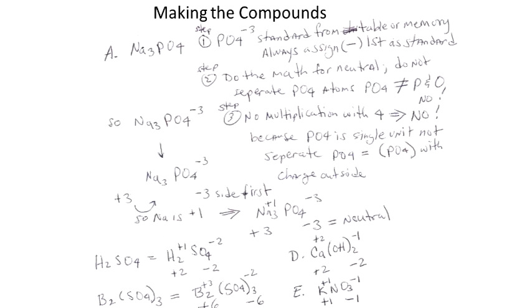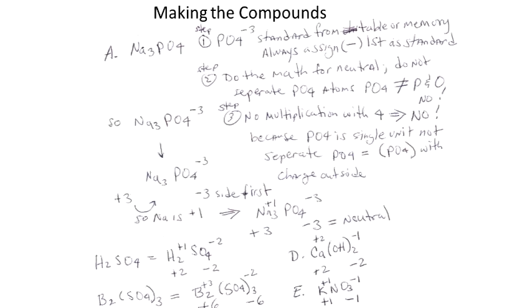So no, do not separate them. Do not do any math between them when you're assigning charges. Okay? There's no multiplication of the 4 there. Okay? Because PO4 is a single unit, not a separate one. PO4 is the same as putting it PO4 in brackets with the charge outside the bracket.